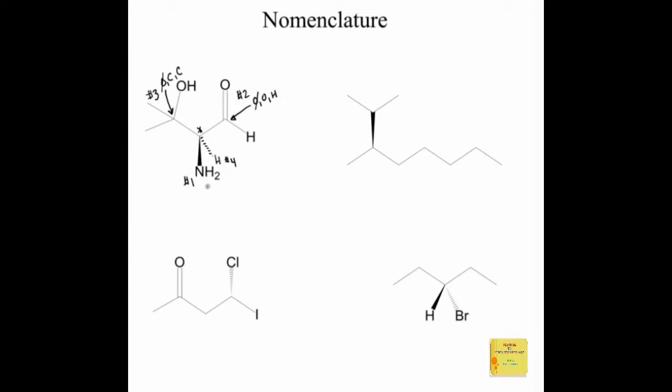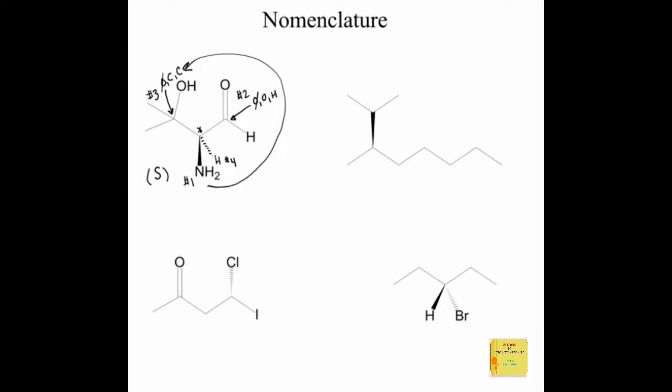And then what do we do? We move from 1 to 2 to 3, and we keep doing that. Make sure you keep making a complete circle and keep doing the rotation. 1, 2, 3, 1, 2, 3. And this looks like a counterclockwise rotation. So this is the S configuration.